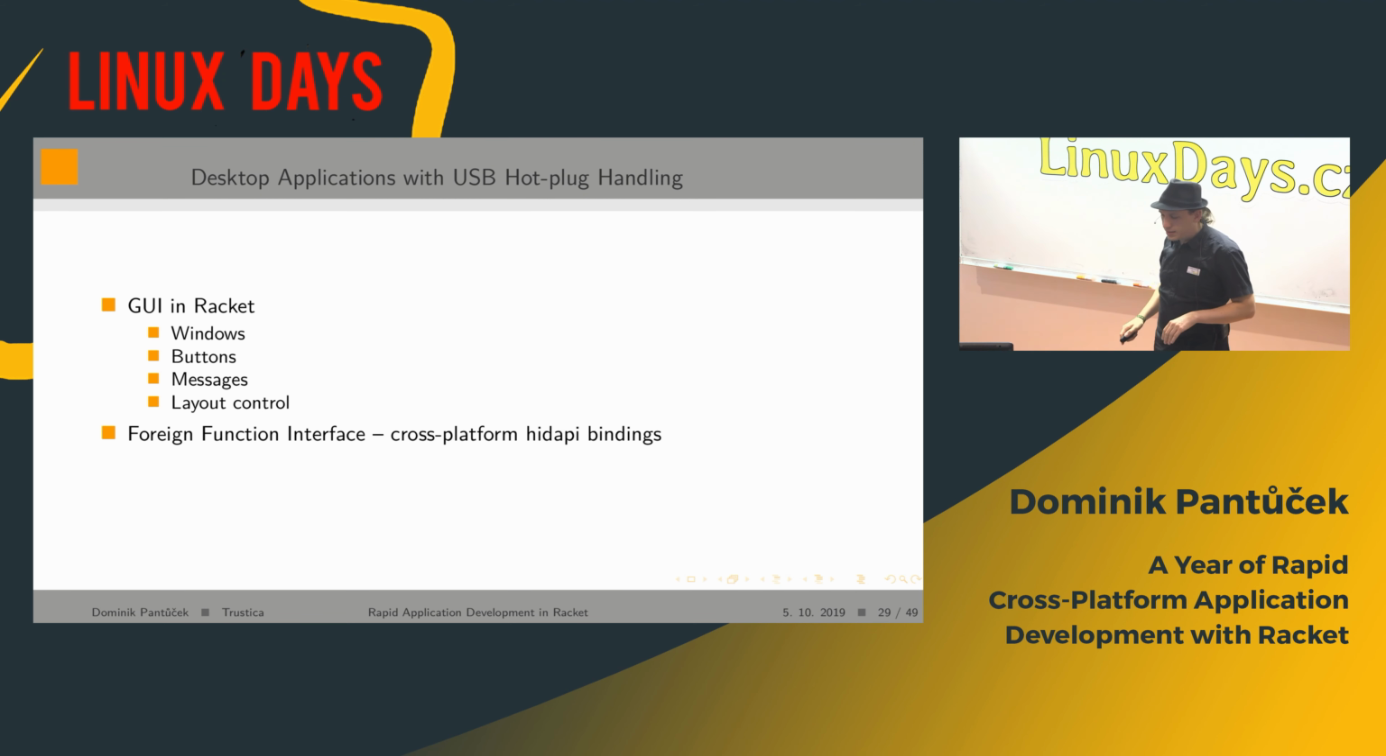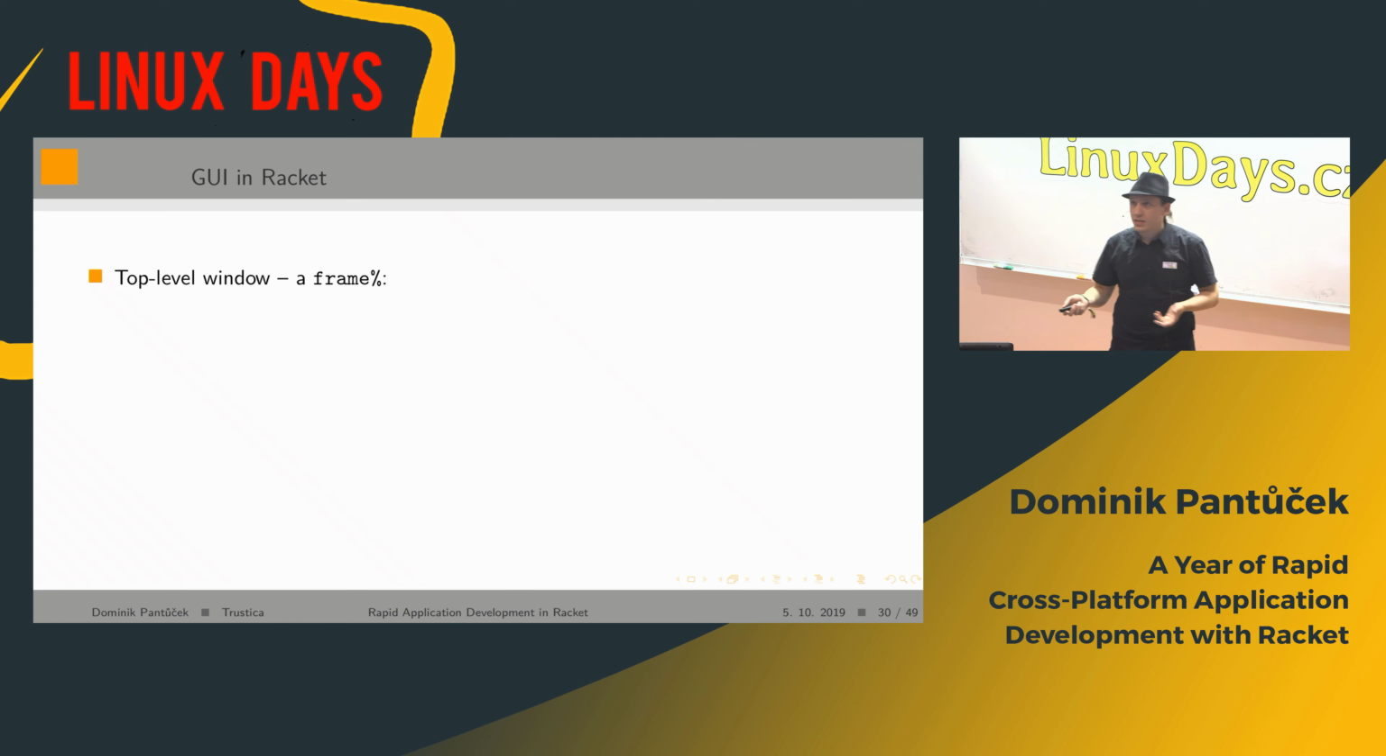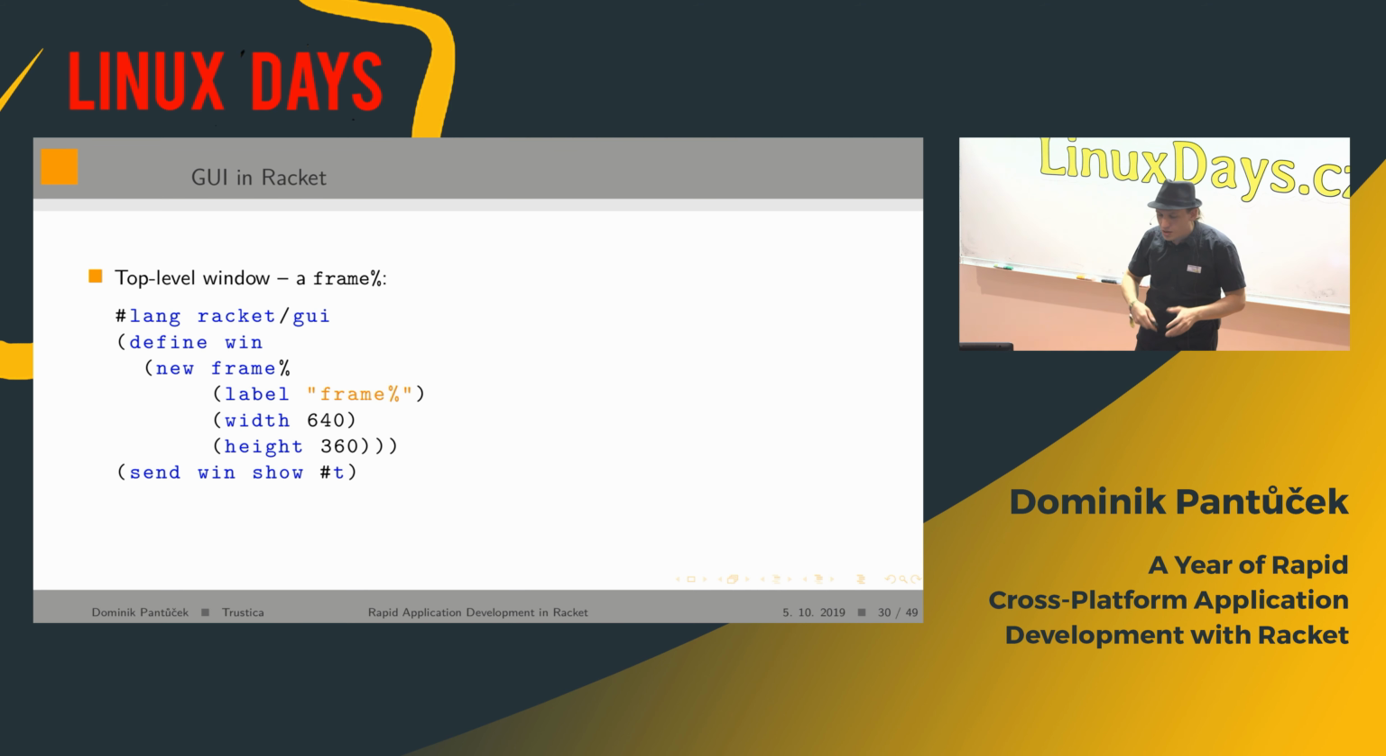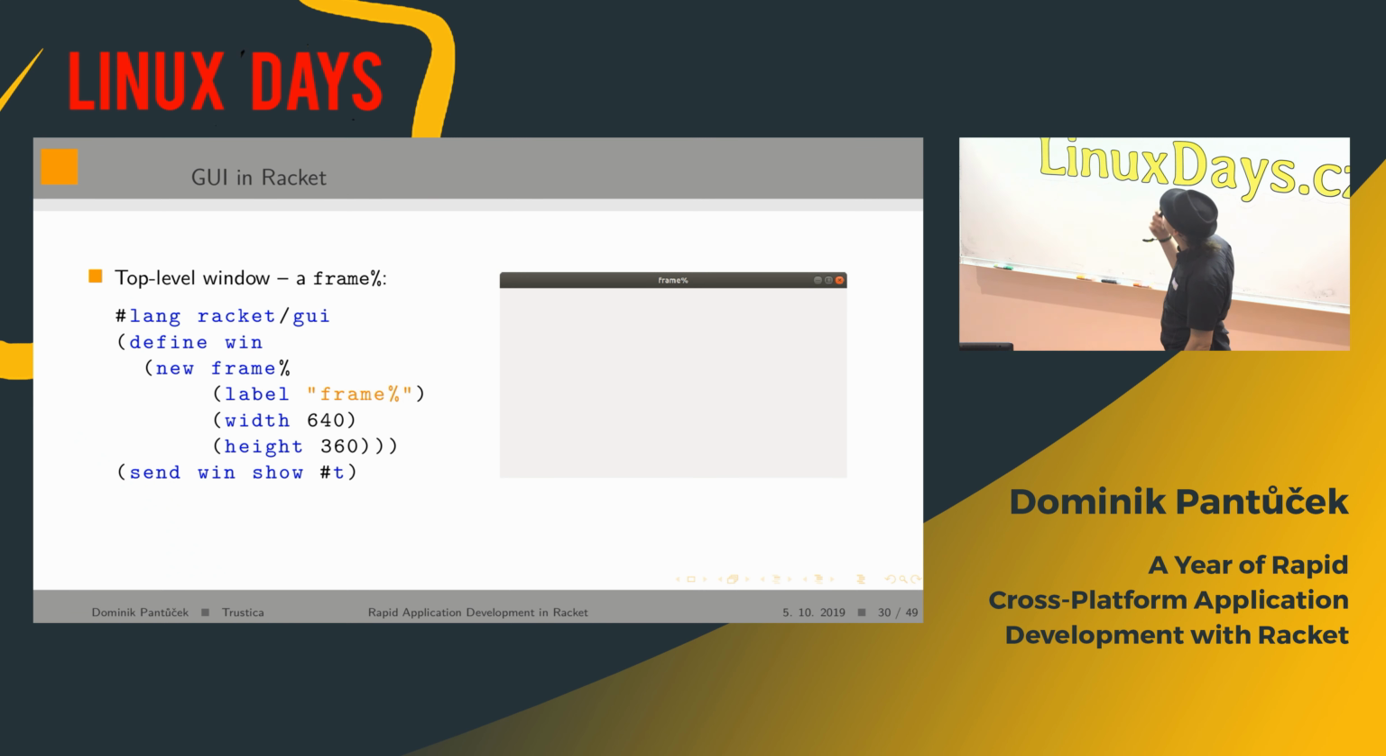Let's have a look at GUI in Racket. Another nice picture. First thing, of course, top-level window. It's called a frame. Who knows why? Probably for historic reasons, but it works. You can create it by instantiating the frame class. You set some name to it, for example, some initial dimensions if you want, and then you just send it the message, hey, show, and the value true that you really want to show it, and false for hiding it. And it sort of displays a window. The program ends when you close it.